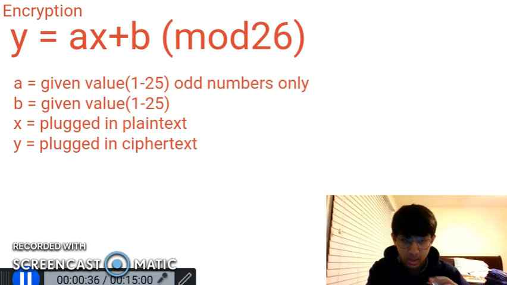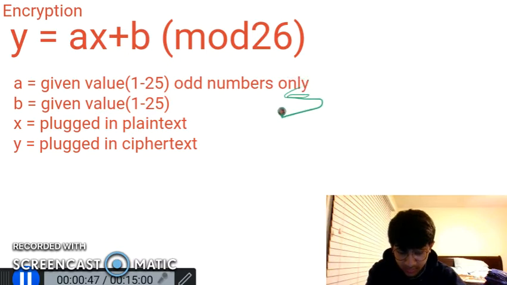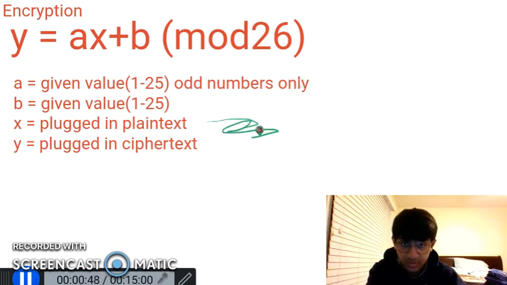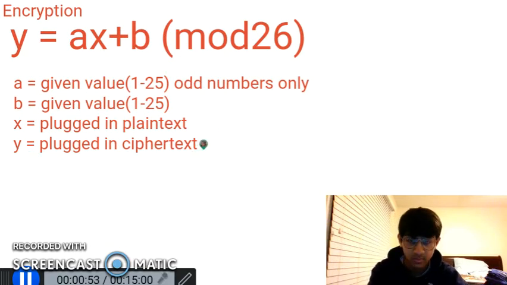So it's going to be a value anywhere from 1 to 25 that is an odd number, and the b value is going to be a number from 1 to 25. It can be even, it can be odd, it can be anything. And so these are the values that are given during the test, and these are the values you have to find. Especially for encryption, what you have to find is this value right here, the cipher value, because they're going to be giving you plain text.